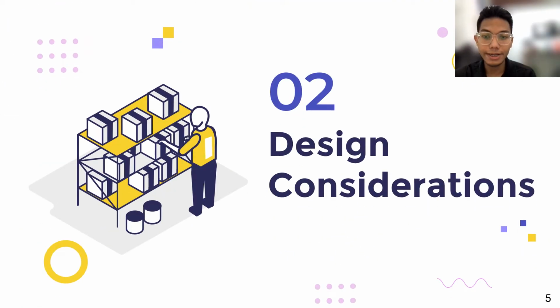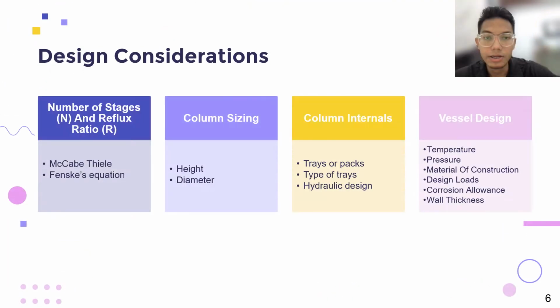Now we look at the design considerations. Design considerations are basically what are the considerations made for the design of the column. The considerations can be divided into four. The first one is the number of stages and the reflux ratio that can be calculated using Mercalli-Thiele's or Franke equation. Next, there are also considerations on the sizing of the column, where we look at the height and also the diameter of the column.